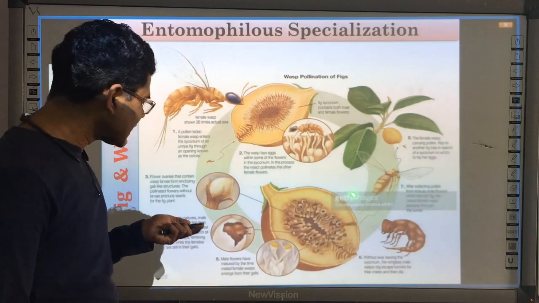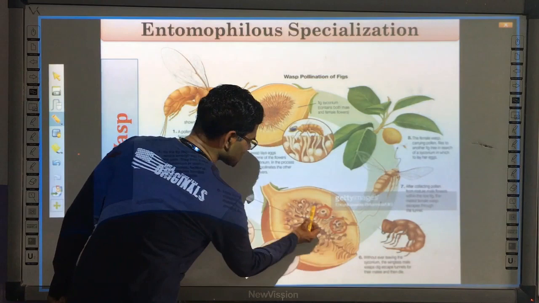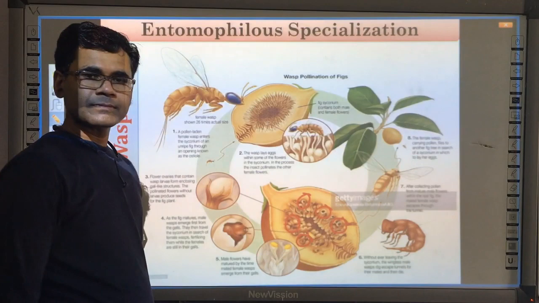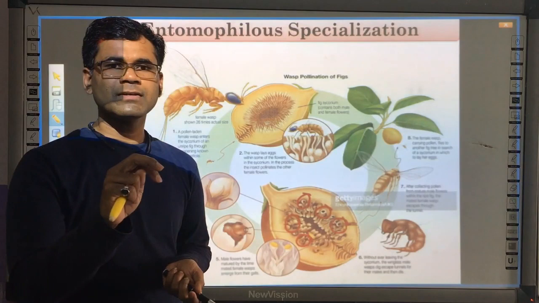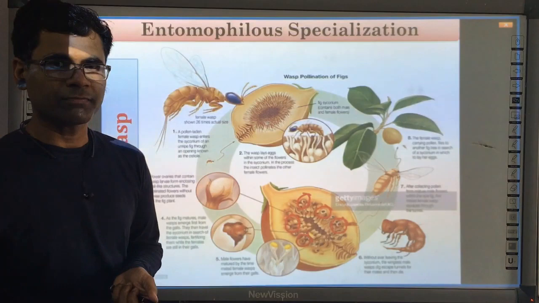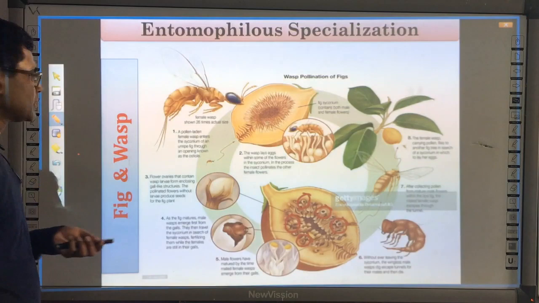So at the base of the stigma, as you can see here, the wasp lays an egg. The egg is modified into the larva, and then it will flower. In view of that, the flower gets pollinated, so the pollen grains can stick to the body of the wasp. That is called the fig and wasp relationship, an important modification of entomophilous specialization.